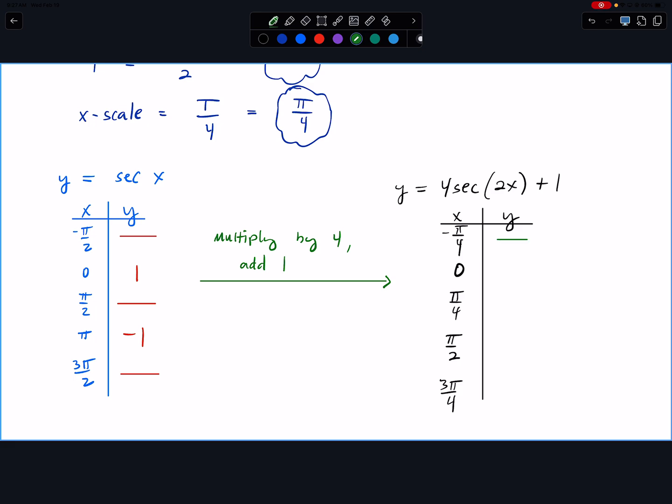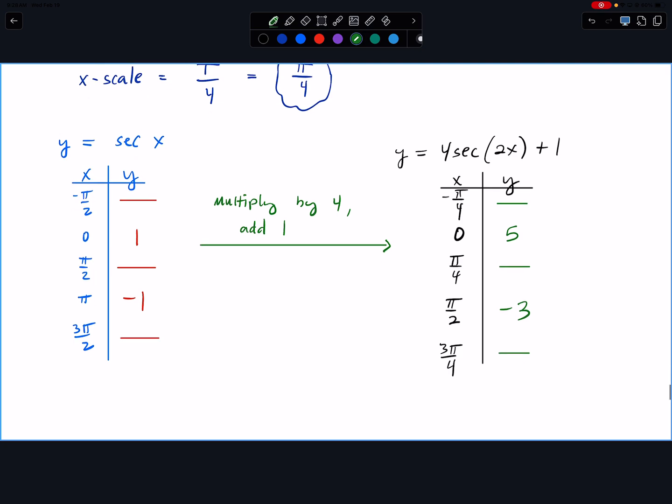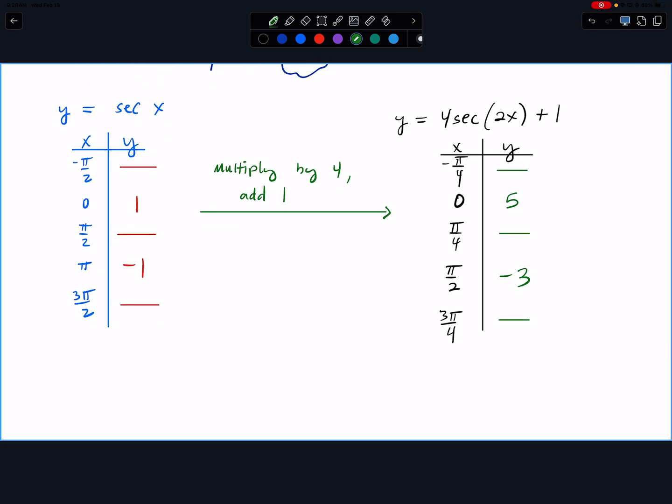So asymptote, asymptote, asymptote. I want to make sure everyone's cool with that. Do you see how asymptote, asymptote, asymptote? So the new table will still have asymptotes in the same place. First, middle, last. Okay? Multiply this by 4, we get 4. Add 1, we get 5. Multiply this by 4, we get negative 4. Add 1, we get negative 3. Okay? You do the graph. It's excellent. We're happy. Domain and range.